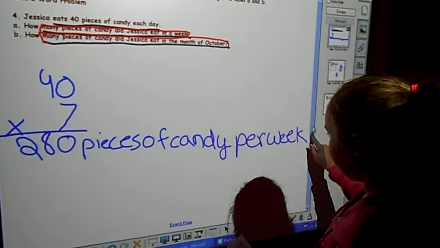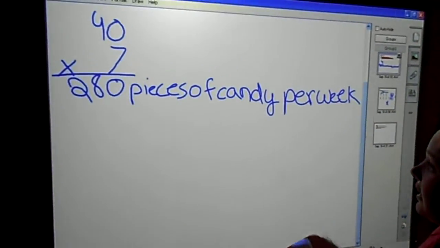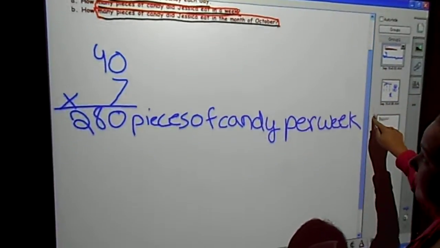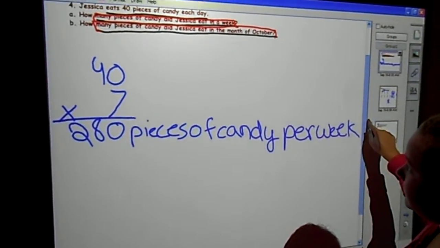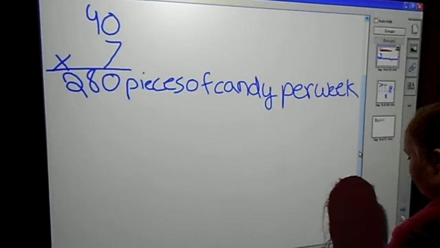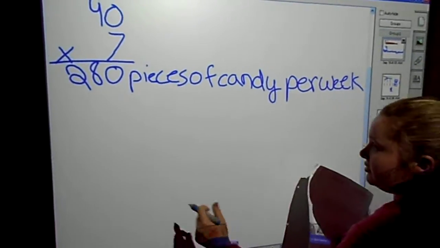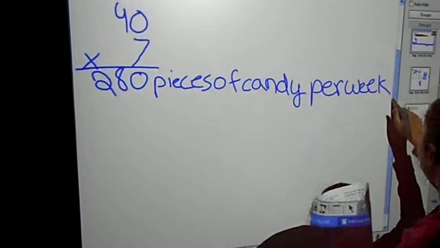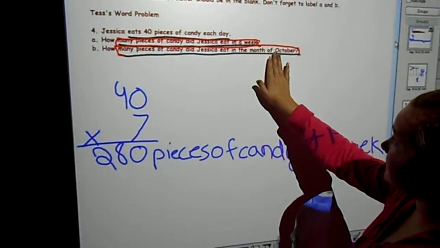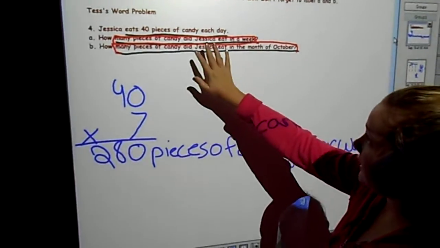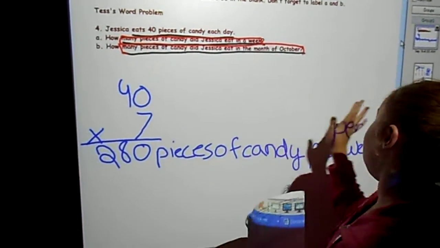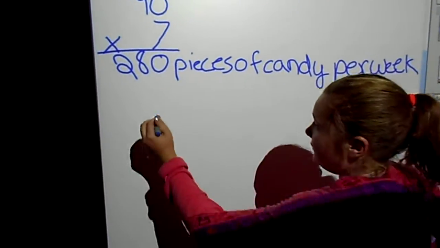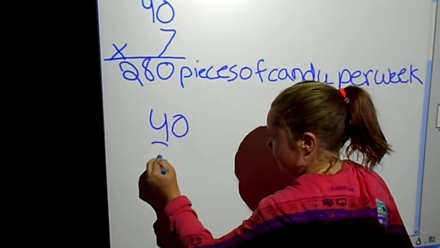And then you would do the exact same thing. So you would do 40 times 31. And why did you do 40 times 31? Because there's 31 days in the month of October, and she ate 40 pieces of candy each day. Okay. Each day.